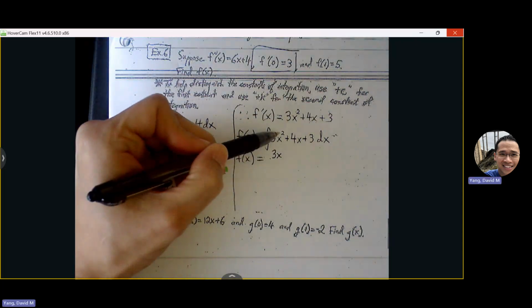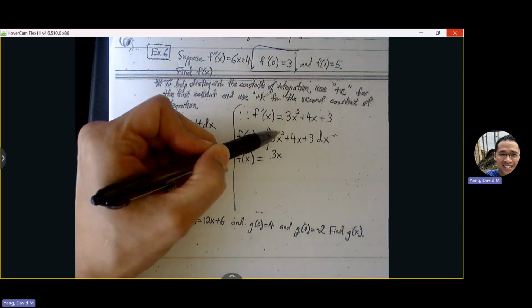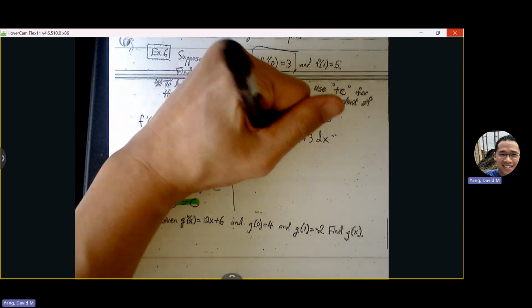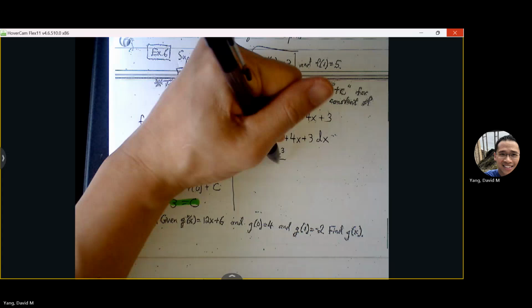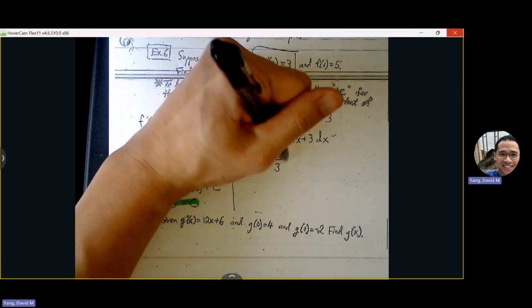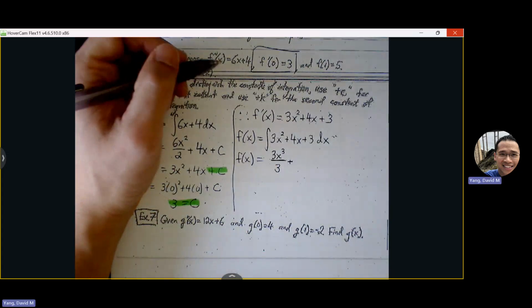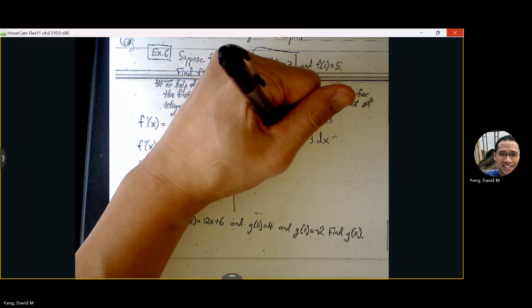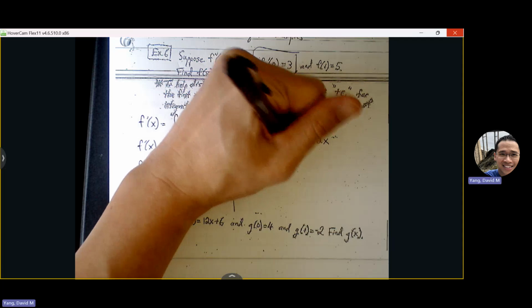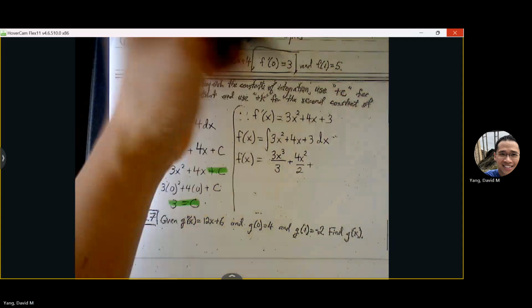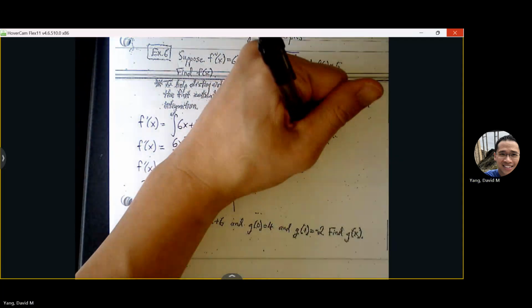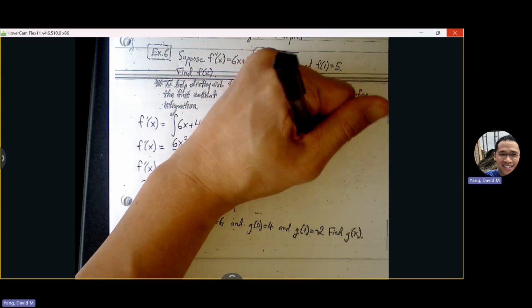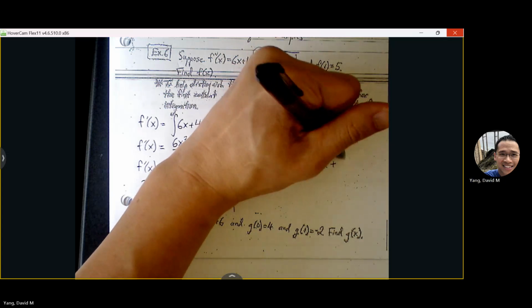What happens to that 2? Yeah, 3. And then divide by what? 3, yeah. 4x becomes 4x squared over 2. 3 becomes 3x, and then plus its own c.